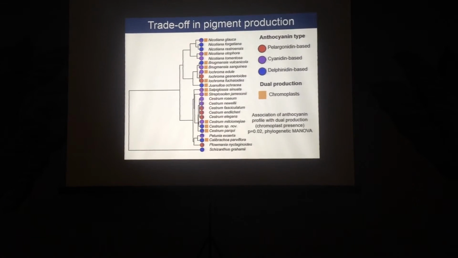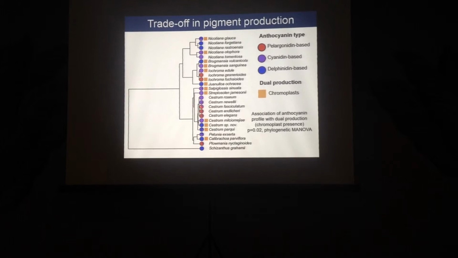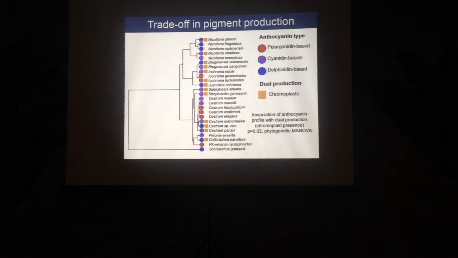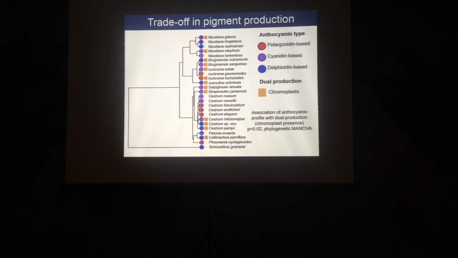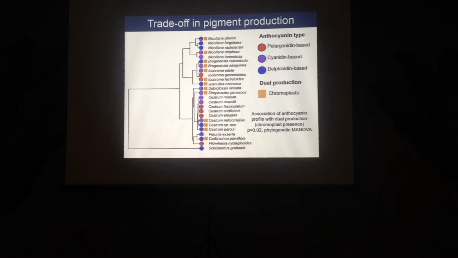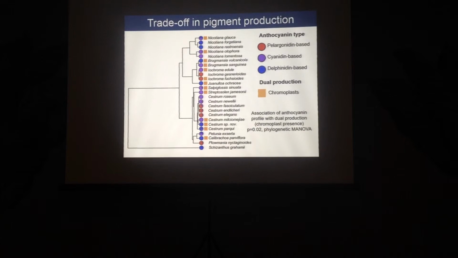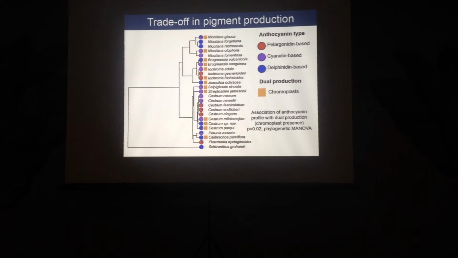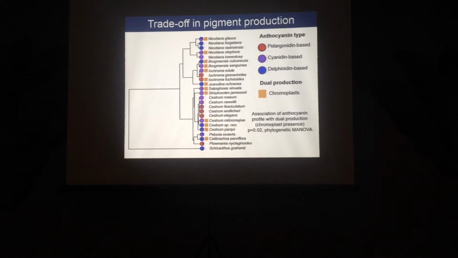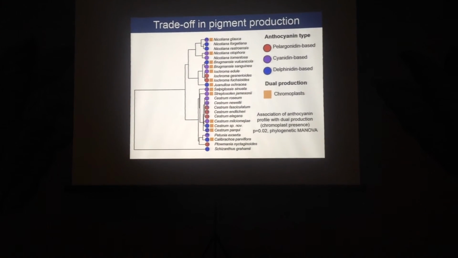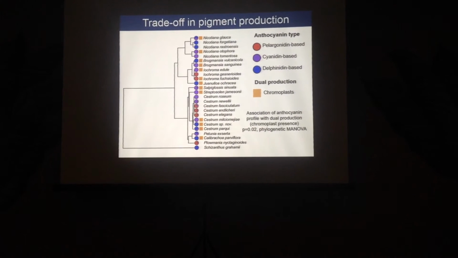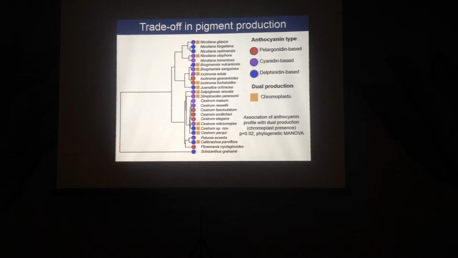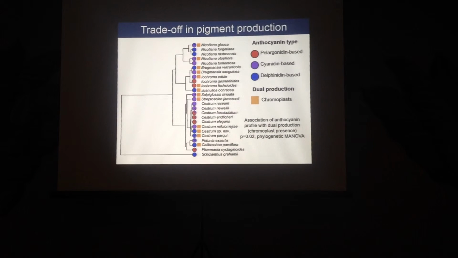red anthocyanins, these red pelargonidin-based anthocyanins, they tend to evolve in lineages that don't have plastids. So the lineages that have plastids seem to be making mostly these blue and purple dyes, and when those plastids, those colored plastids aren't there, we see the evolution of pelargonidin production. And this association between the presence of chromoplasts and the anthocyanin profile is significant with both phylogenetic and non-phylogenetic analyses.